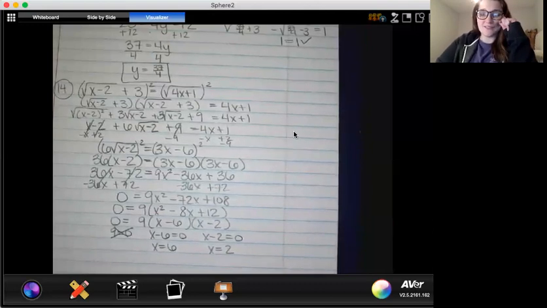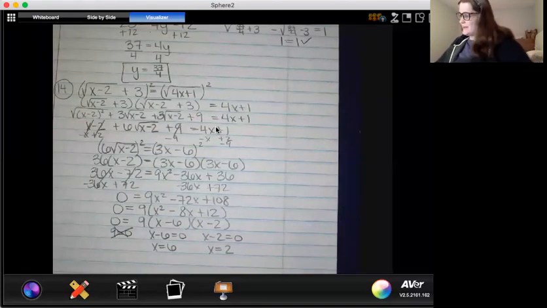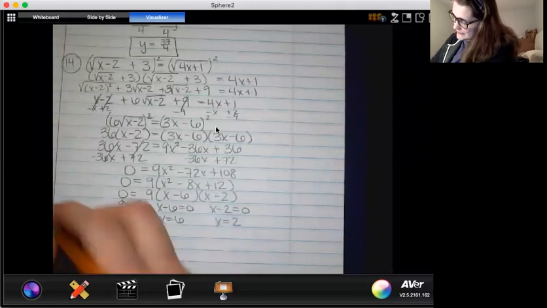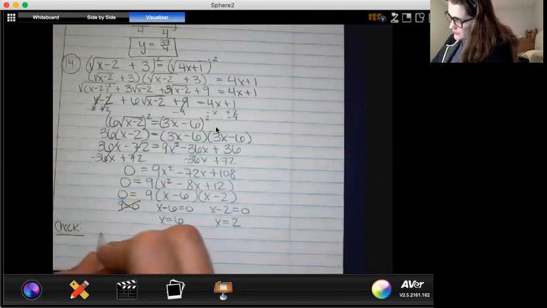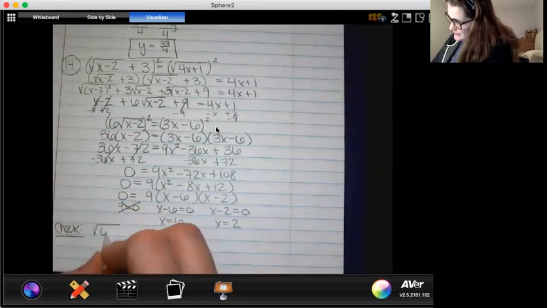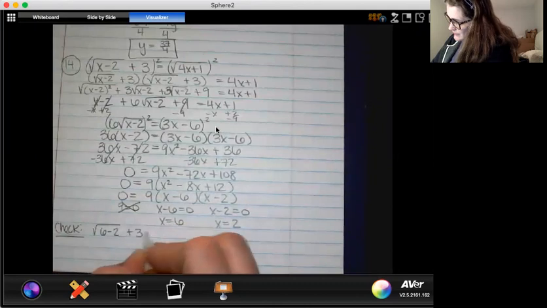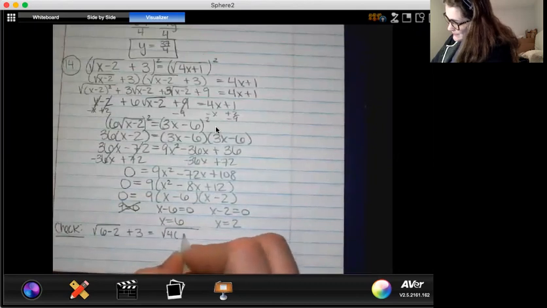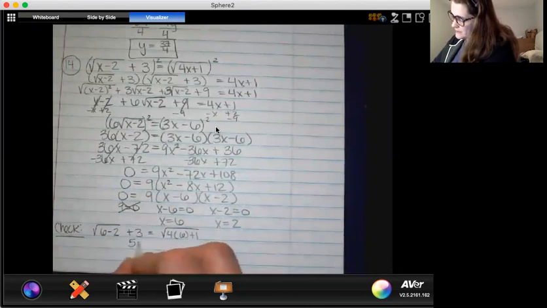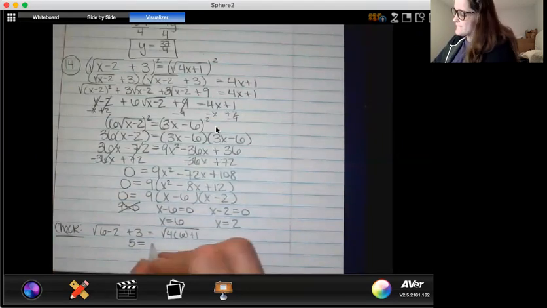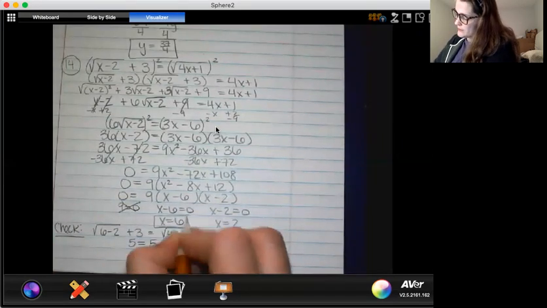And I'm going to go ahead and pause here and see what you can do with checking. Okay, let's see how that went. So I'm going to squeeze this in here. I know I probably shouldn't have, but you know, live on the edge here. 6 minus 2 plus 3 equals square root of 4 times 6 plus 1. Okay, 6 minus 2 is 4. Square root of 4 is 2. 2 plus 3 is 5. 4 times 6 is 24. 24 plus 1 is 25. Square root of 25 is 5. That one works.